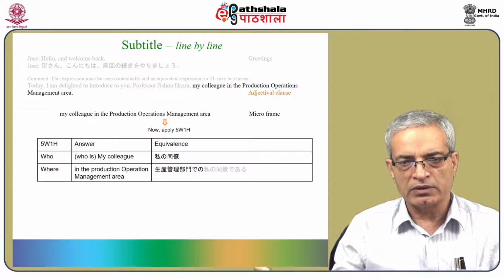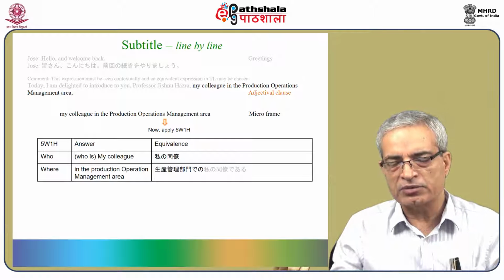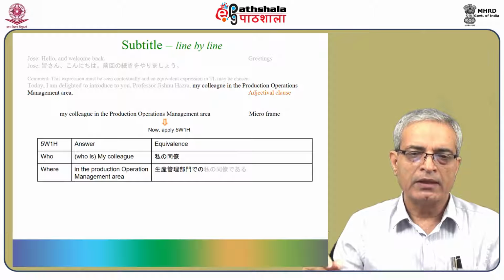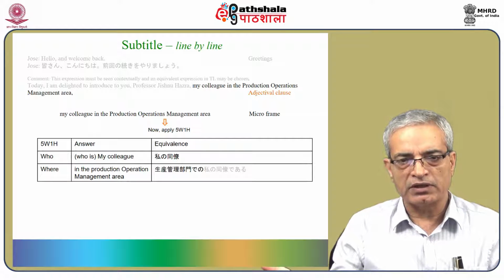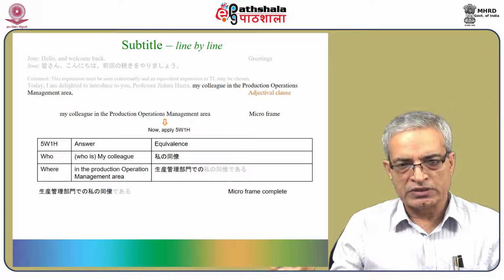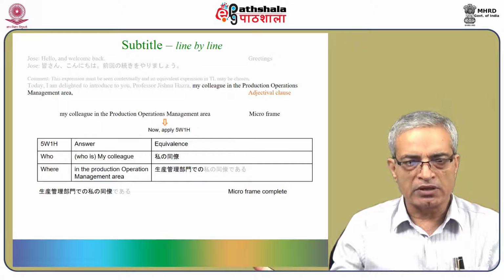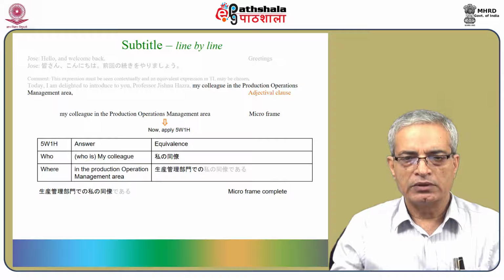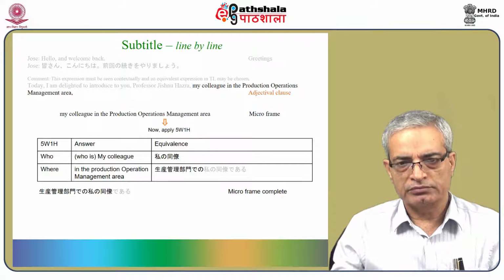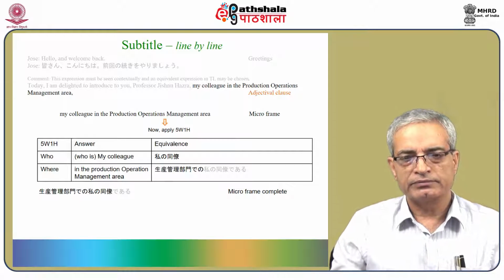It's quite simple. Now that means the difficulty here was the production operation management, which needs to be translated. That can be done separately, and maybe the word is available in the dictionary also. Production is seisan. Operation not required here. So seisan kanri bumon de no watashi no doryo. So this gives you the microframe. The microframe is quite complete here.